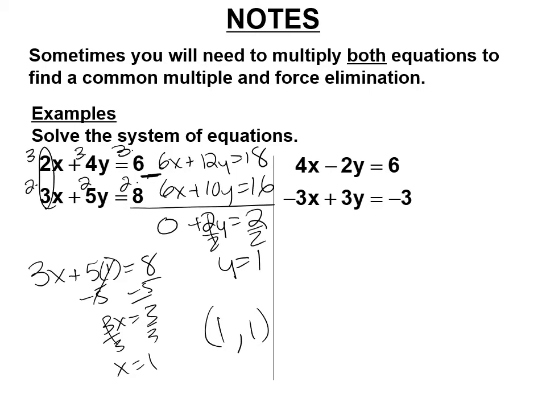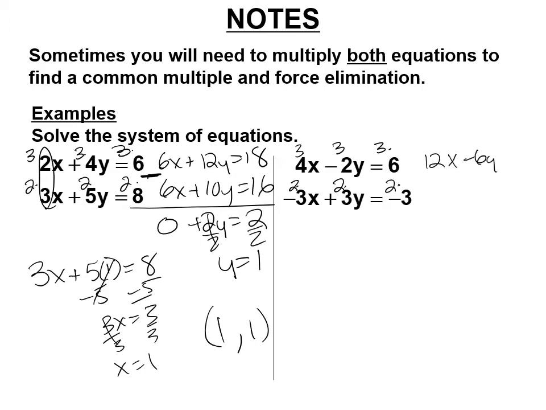So since we did x last time, I'm going to do y this time. All right. Now I could have, I'm going to multiply this one by 3. So I could have multiplied this bottom one by 4 or 2. Either one will work. And let's see that. So the top one, I chose 2.